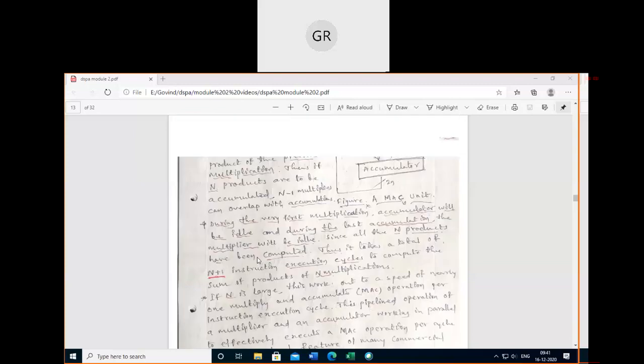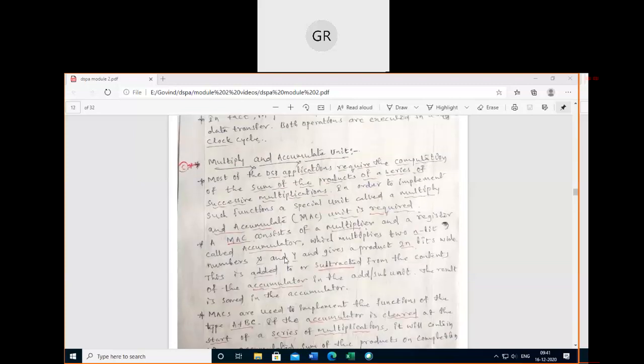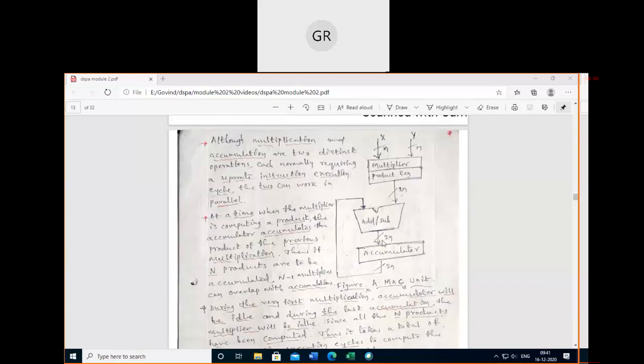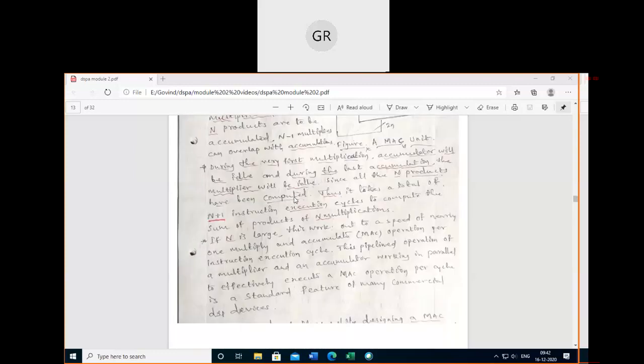Please go through this. It's very important. Many times they ask this question: multiply and accumulate unit. Just note down what it consists of, then how it will work, and the number of multiplications and accumulations. The accumulation and multiplication will operate parallelly.